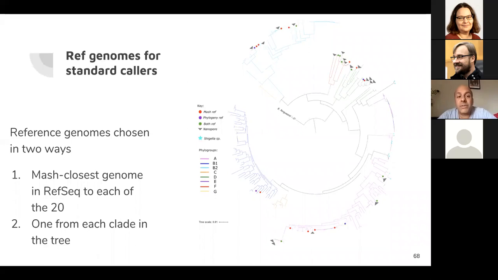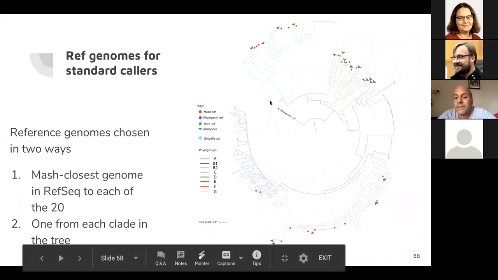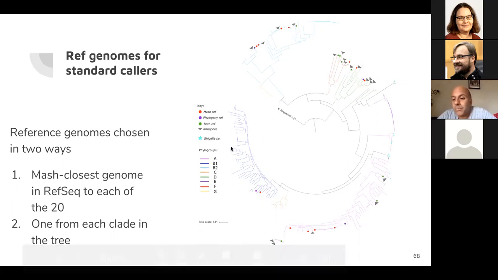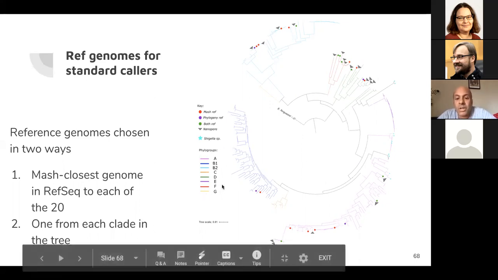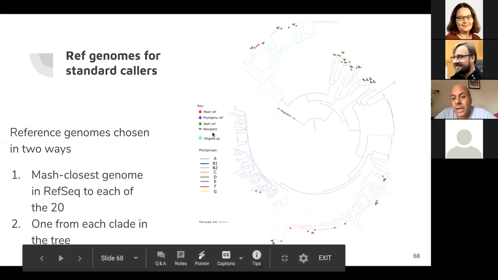So here's what we do. These are our genomes. This is the phylogeny of E. coli. I've colored different clades in different colors. Well, Leah has colored them. In E. coli world, those clades are called phylotypes. And then our genomes are marked with these gray triangles in nanopore. So they're spread across the tree, but we do have a bit of clustering over here.